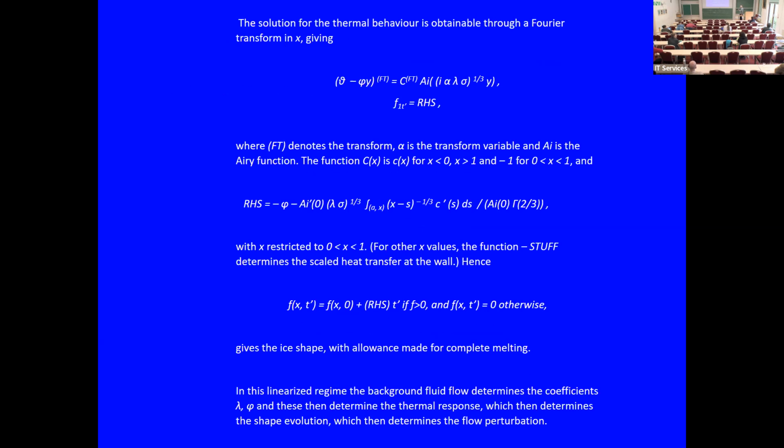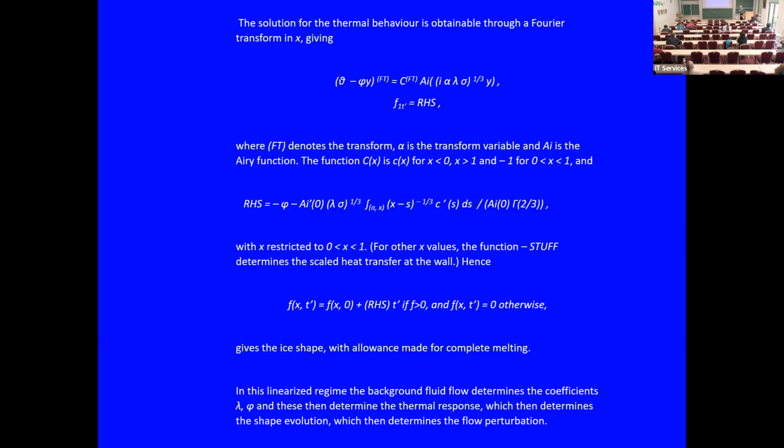We can get the solution of that system using a Fourier transform, as shown here. This gives us the thermal solution in terms of an Airy function, and from that we can work out the rate of change of f. Df/dt is given by RHS, where RHS is this expression here, and it involves a convolution, as you might imagine from a Fourier transform. A few constants are involved here, and also the underlying heat transfer constant phi. So there's a competition here between phi, the surrounding heat transfer of the boundary, and the local heat transfer, as here.